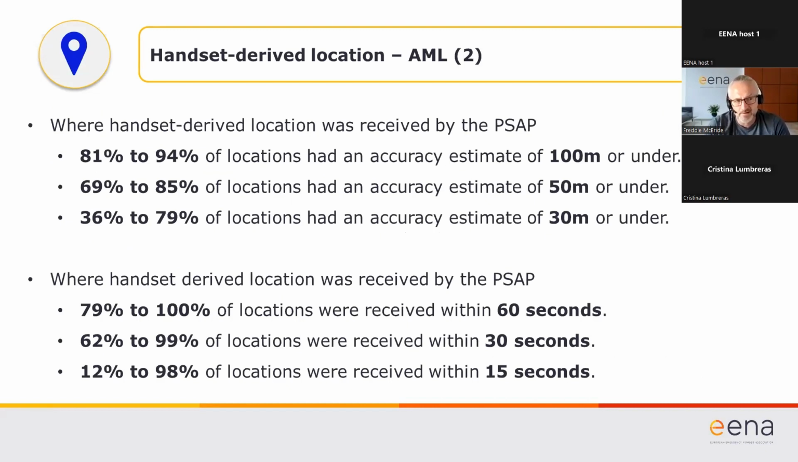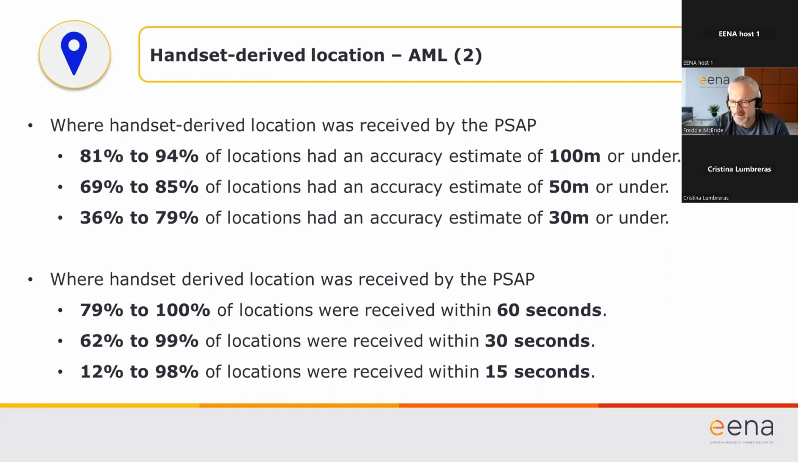So then, and I think this was really telling from our perspective in terms of informing our work on the location criteria recommendations. 81 to 94% of locations had an accuracy estimate of under 100 meters, 69 to 85% under 50 meters, and 36 to 79% under 30 meters. So you can see that, if the AML is working well, you are getting extremely good horizontal accuracy with it. And in particular, having as high as 85% under 50 meters is a really promising and encouraging figure to have.